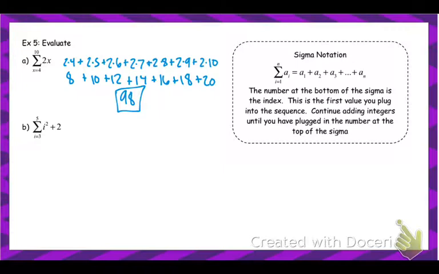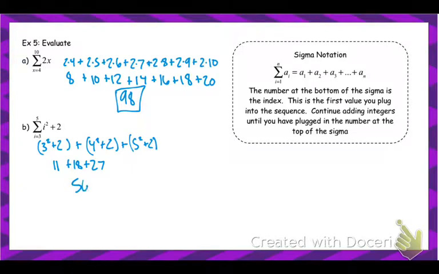All right, looking at the next one. Plug in 3. So 3 squared plus 2. Then I'm going to plug in the next integer. So plug in 4. Then I'm going to plug in the next integer. And then I'm going to add them all up. So that's 9 plus 2, 16 plus 2, 25 plus 2. Which gives me 56.